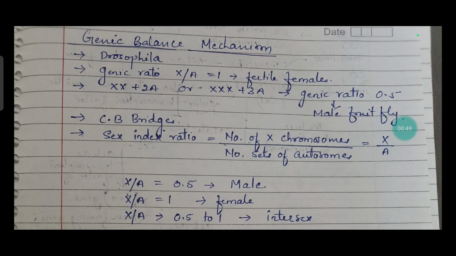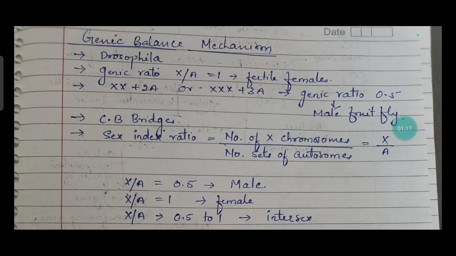or this is given by the scientist C.B. Bridges. So C.B. Bridges determined the ratio between the X chromosomes and autosome sets, X to A. If the ratio is 1, they tell this is a fertile female. If the ratio is 0.5, it will be a male. If it is between 0.5 and 1, then it will be an intersex.